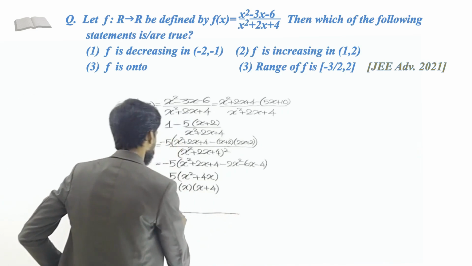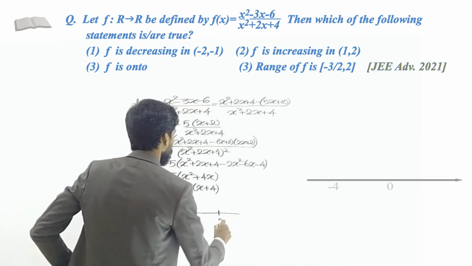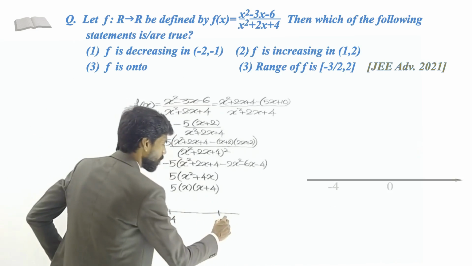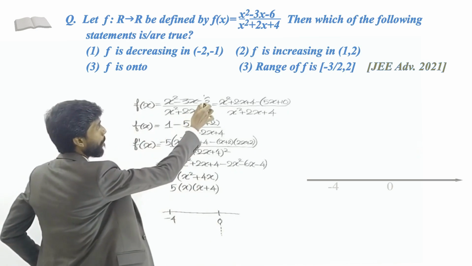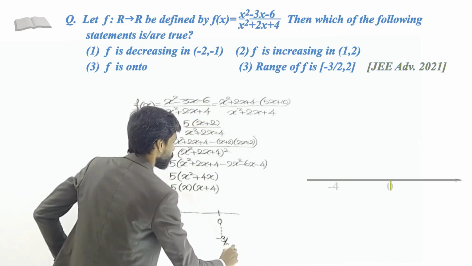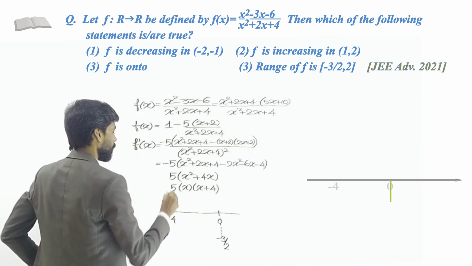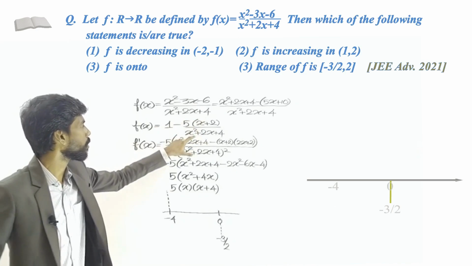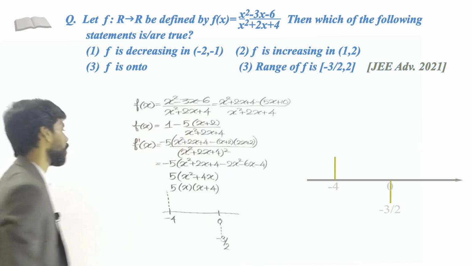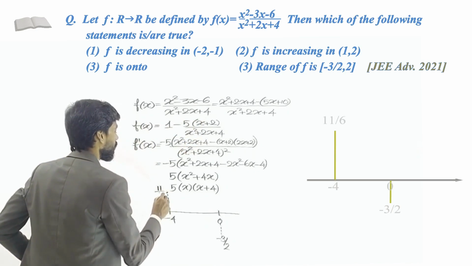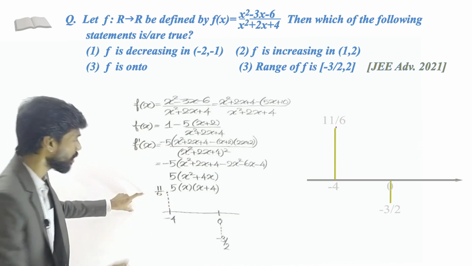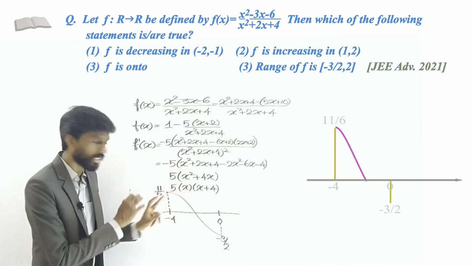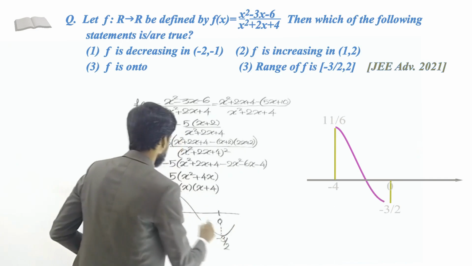Let us draw the curve. So minus 4 and 0. In this interval the function is decreasing because it is negative. So what is the value at 0? The value of the function at 0 is minus 6 by 4 or minus 3 by 2. What is the value of the function at minus 4? If you substitute minus 4, you will get 22 divided by 12, so 11 divided by 6, which is more than 1. So this is a decreasing function in that interval. Between minus 4 and 0 it is a decreasing function, and in the other intervals it is increasing.